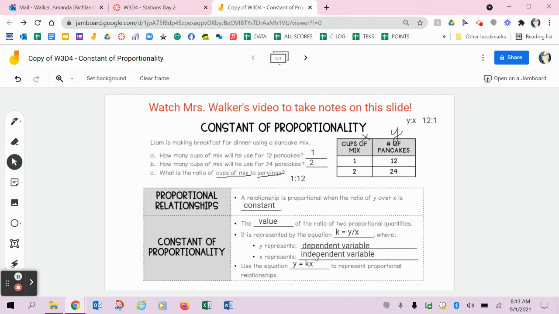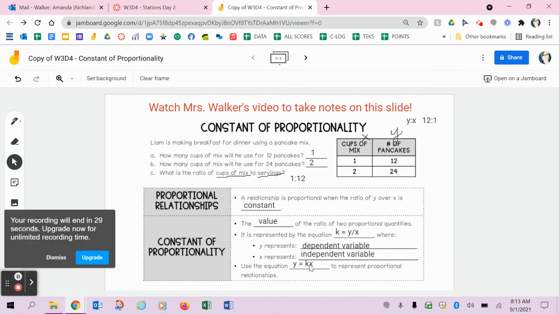Now, 8th graders, you're going to be very familiar with this because it's similar to y equals mx plus b, where m is the slope. k is also the slope in this situation. We just don't have a y-intercept because our y-intercept is 0.